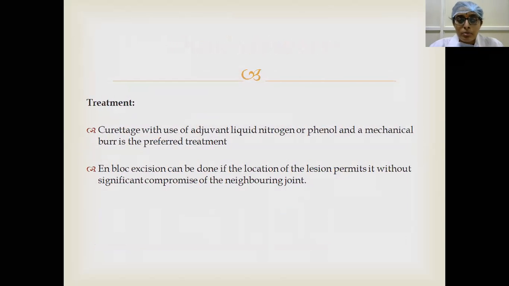Then coming to the treatment, curettage with adjuvant liquid nitrogen or phenol or mechanical burr is the preferred treatment. And en bloc excision can also be done if the location of the lesion permits it without compromising the neighboring joint. If the joint is not involved, even en bloc excision can be done.